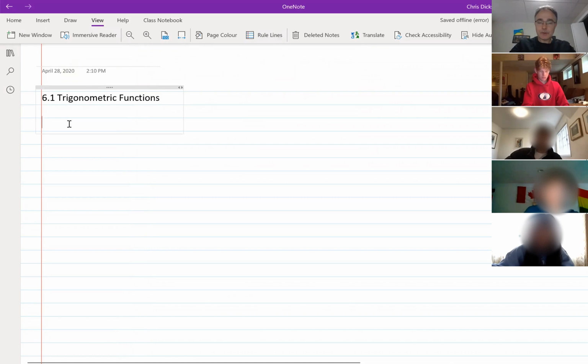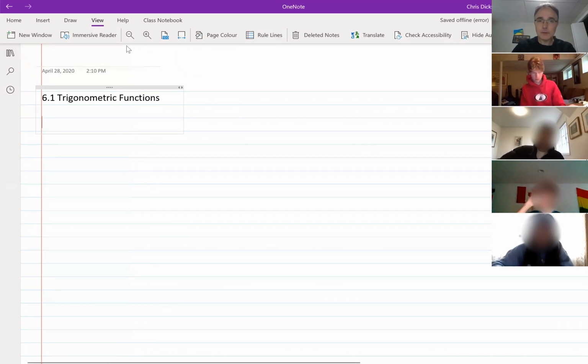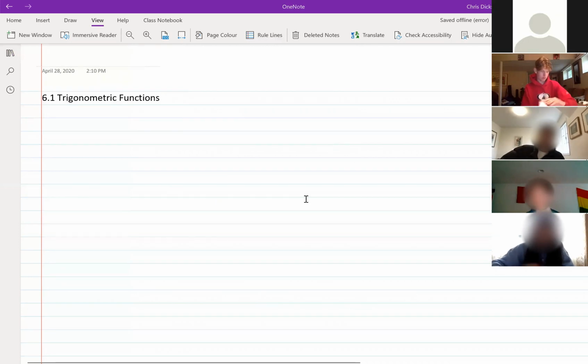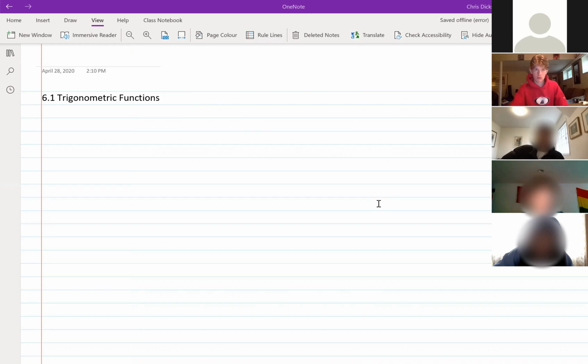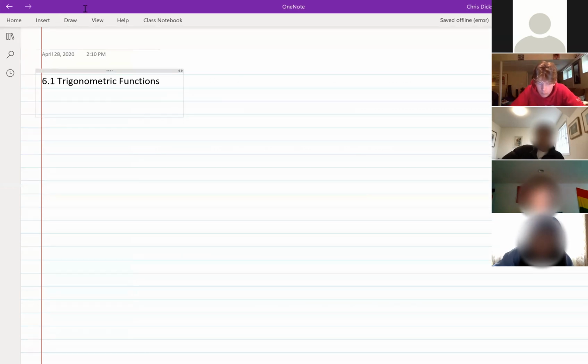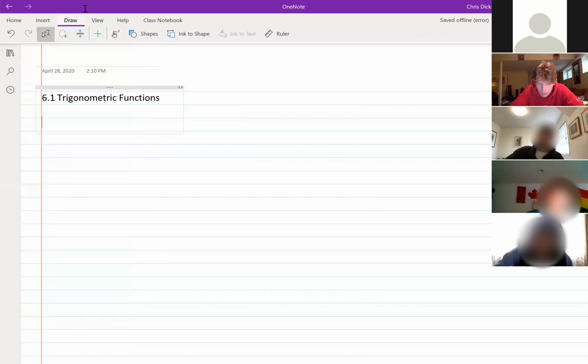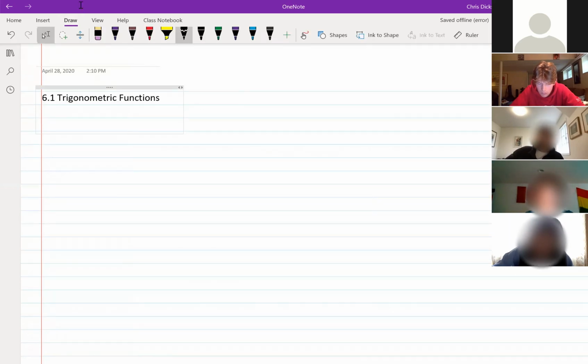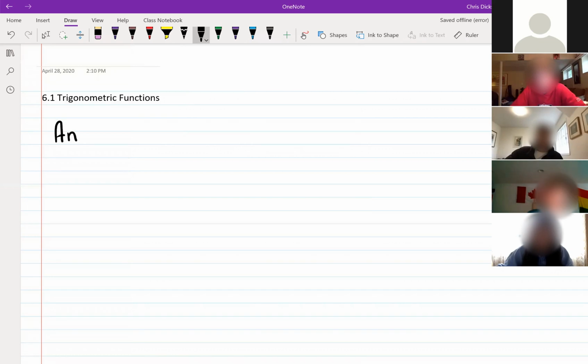So I'm just going to switch over here. Okay, so here we go. Let's turn that around. Okay, so there's a bit of terminology here. I'll write down some of the keywords here. So let's take a look at terms like angles and standard position.